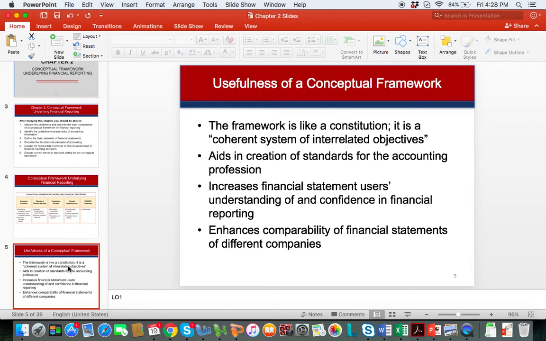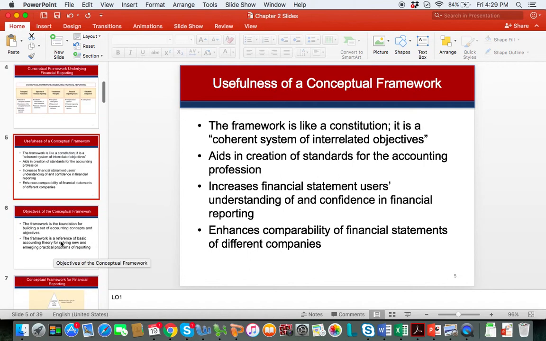So it increases financial statement users' understanding of and confidence in financial reporting because it's structured, and enhances comparability of financial statements of different companies. So that's important because we talked in Chapter 1 about who our stakeholders are. Some of our stakeholders are investors. So if you are two food companies, say Loblaws and Walmart, or Loblaws and Metro, if they use the same reporting standards, it's easier for an investor on the retail side to properly analyse the performance of the companies if they're using the same standards to report.